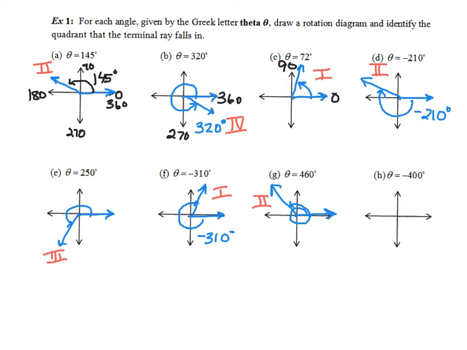For negative 400 degrees, there's my initial side. Go completely around to make negative 360. Now I've got to go an extra 40 degrees in the clockwise direction, and I see that that ends in quadrant number 4. So if given any angle, you should be able to draw the rotation, and you should also be able to tell what quadrant that angle ends in, based on where your quadrantal angles are.